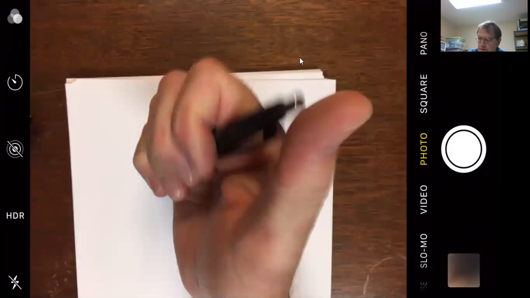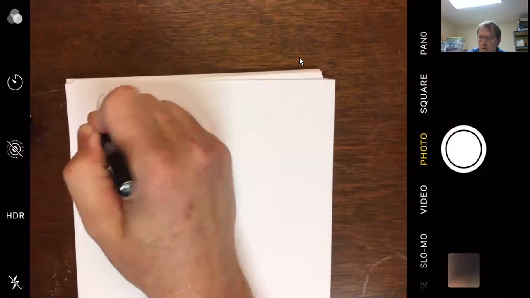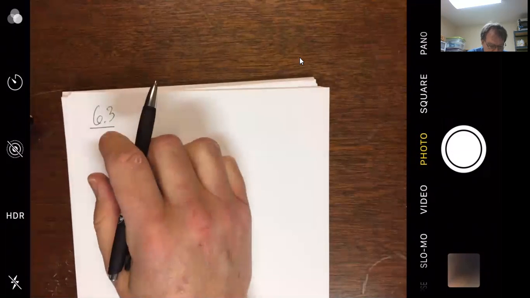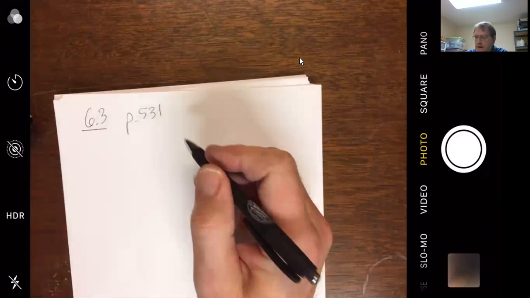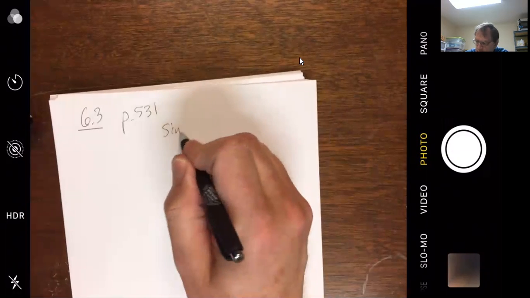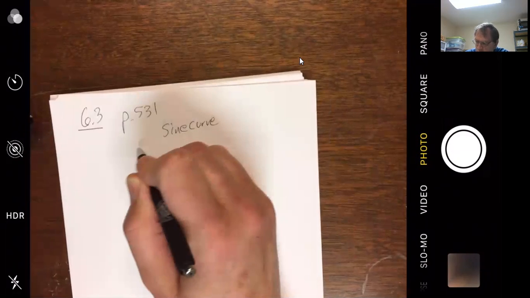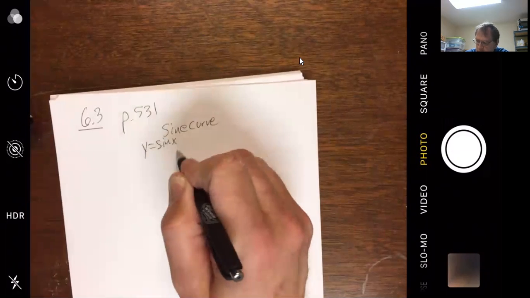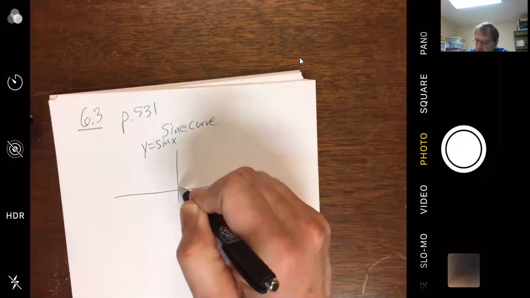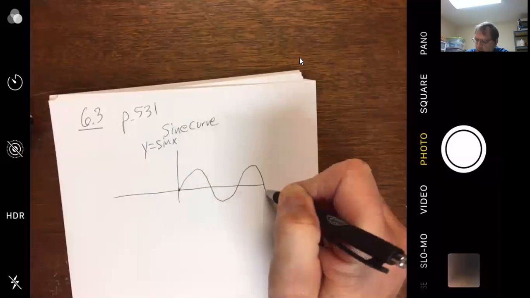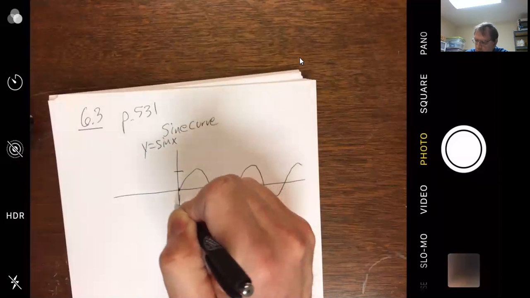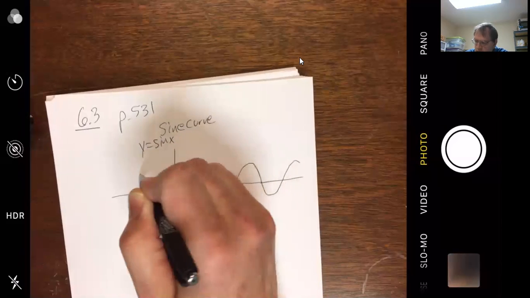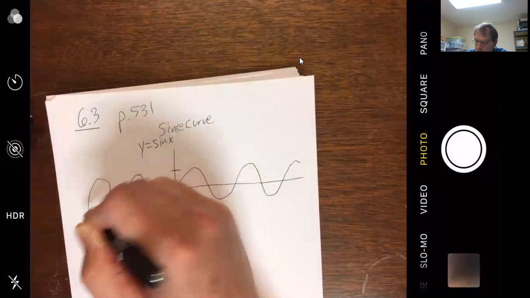Okay, we'll continue on section 6.3. We're on page 531. And just to remind everybody from Monday, a sine curve, y equals sine of x, starts in the middle, goes up and down and up and down and up and down, up to 1 and down to -1, and it goes backwards. Same way, it's uniform, it's tough to draw it uniform.